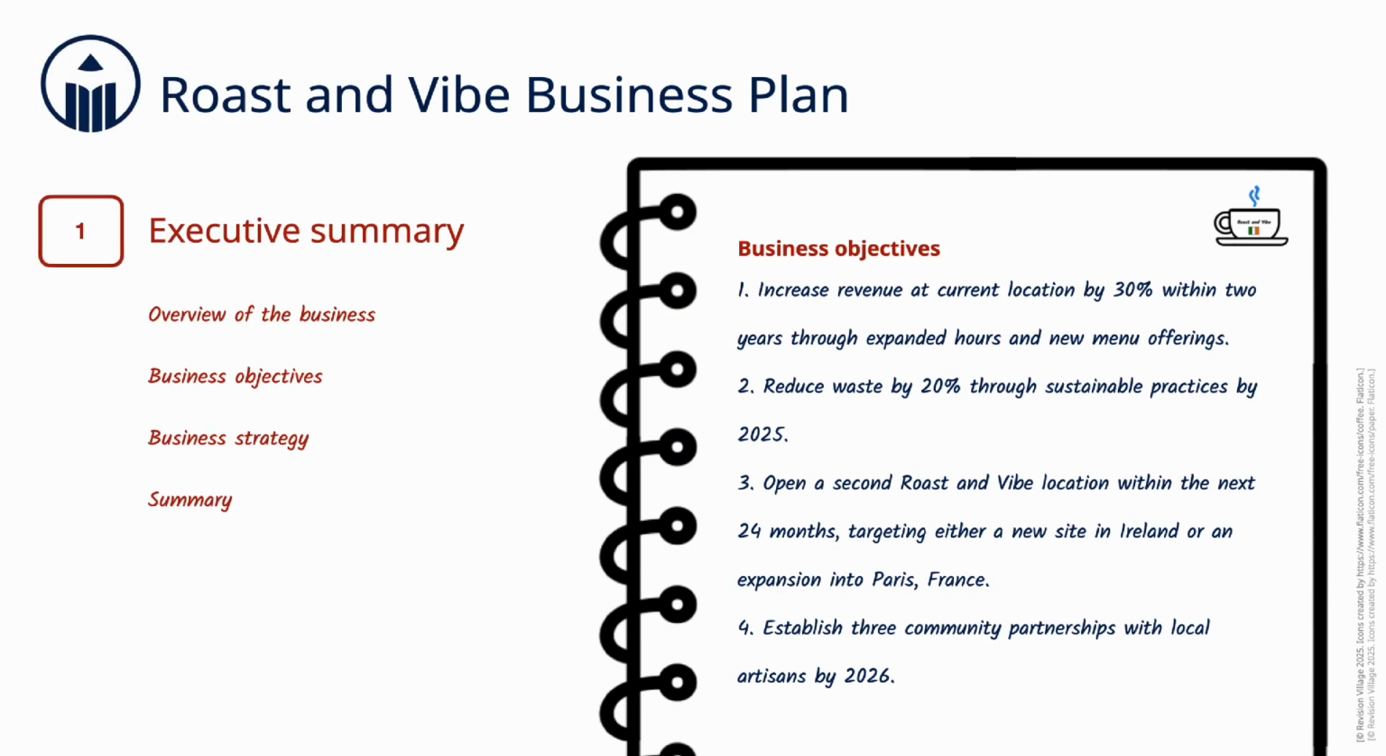Next is the business objectives section, where Roast and Vibe outlines its key goals for growth and sustainability. The business plan mentions key goals of boosting revenue by 30% within 2 years, opening a second location within 24 months, and plans to build 3 community partnerships with local artisans by 2026.